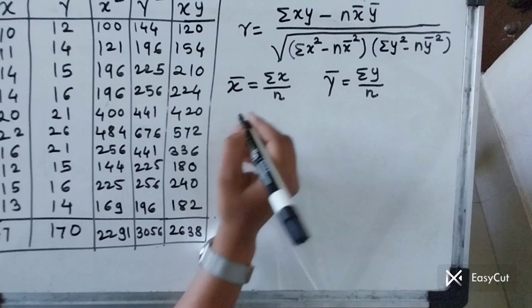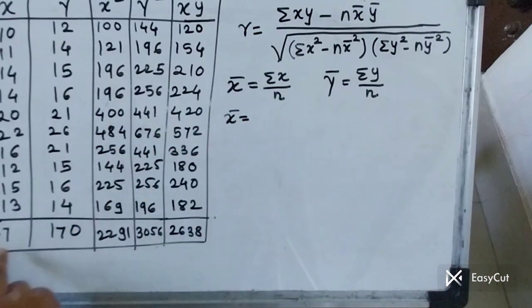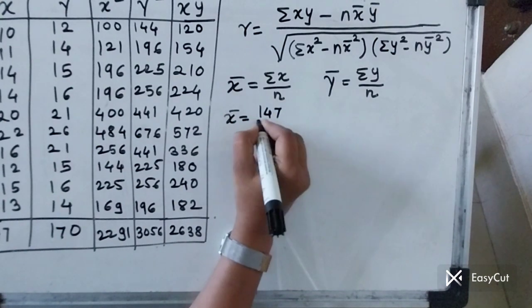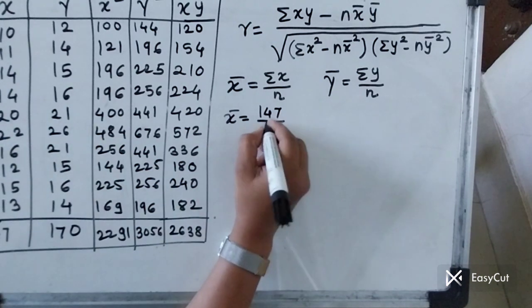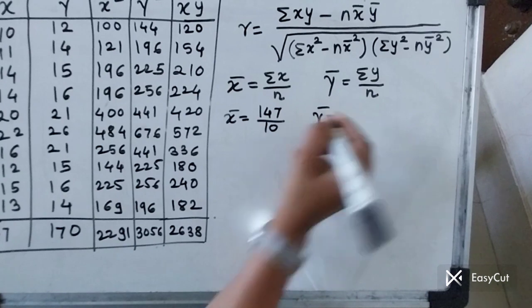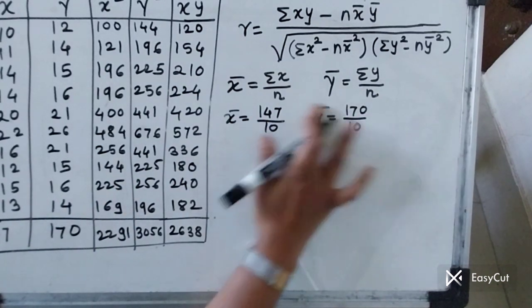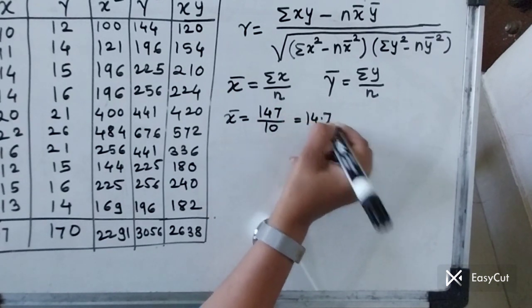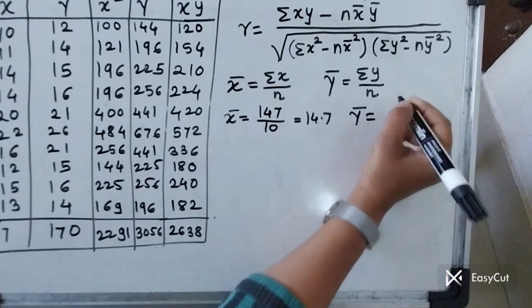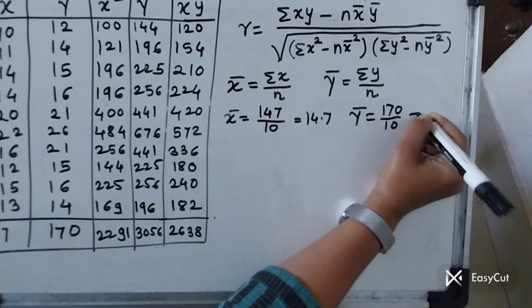We already studied this. So sum of x is 147, 147 upon n. N is the number of observations: 1, 2, 3, 4, 5, 6, 7, 8, 9, 10. So 10. Y bar equals total of y, 170, divided by 10. I write here x bar is 14.7 and y bar is 170 upon 10, so it is 17.